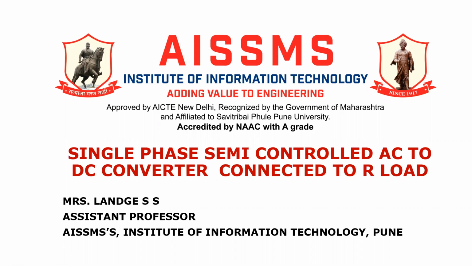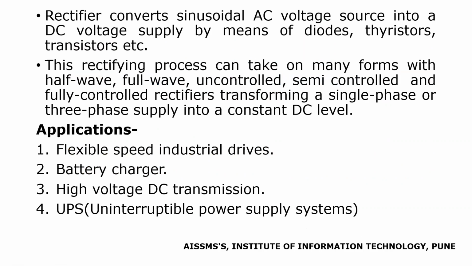Hello, in this session, I am explaining working of single-phase semi-controlled AC to DC converter connected to R load. AC to DC converter is also called as a rectifier. So what is a rectifier? A rectifier converts sinusoidal AC voltage source into a DC voltage supply by means of diodes, thyristors, transistors.